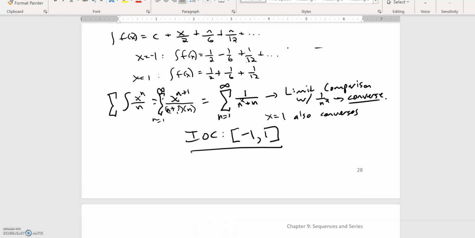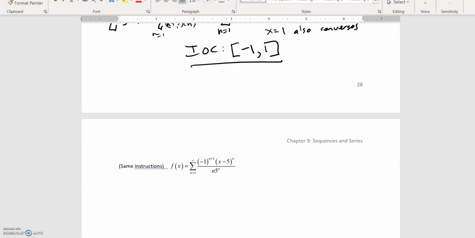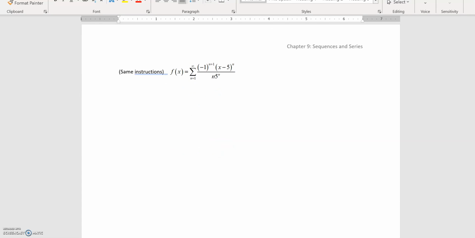I just ran out of time there, but we have one more problem to do. I looked over just as it said 14 minutes, 59 seconds. So here's a problem for you to try out. It's the same instructions. Find the interval of convergence for the function, its derivative, its second derivative, and its antiderivative.